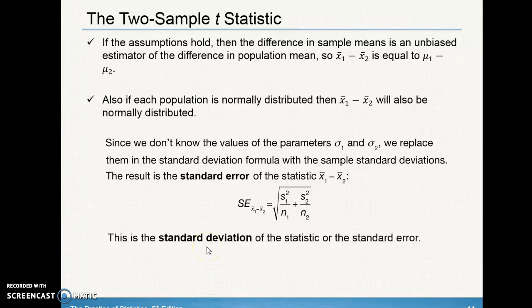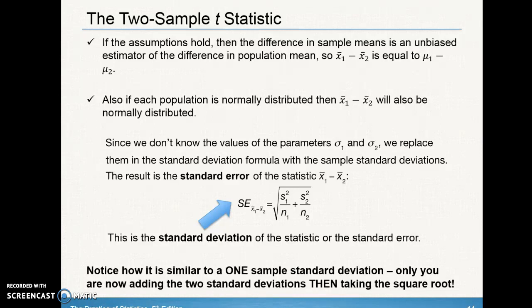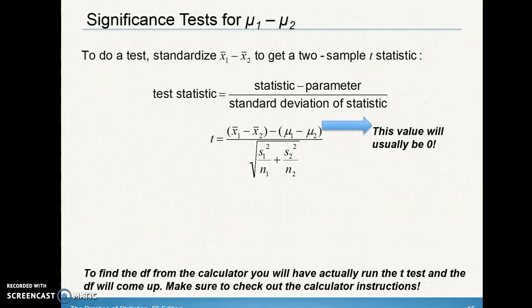Okay, now this is the standard deviation of the statistic, or remember SE is your standard error, which is the same thing. Now notice, okay, remember we've already talked about this, how it's similar to a one sample standard deviation. The only difference here is you're adding the two variances, then taking the square root in order to get your final answer. Okay, so let's talk about what exactly a test statistic is going to be.